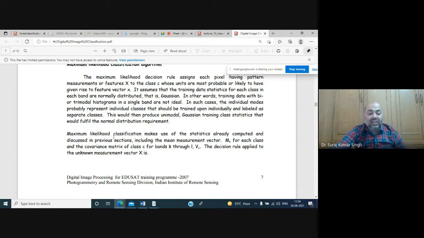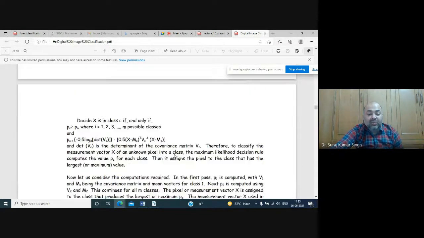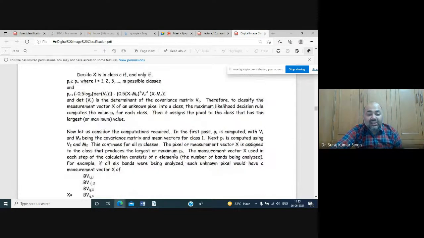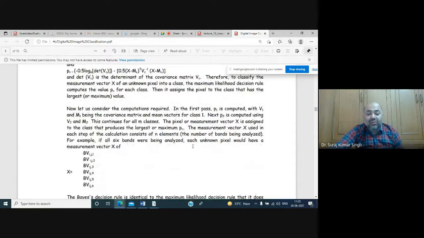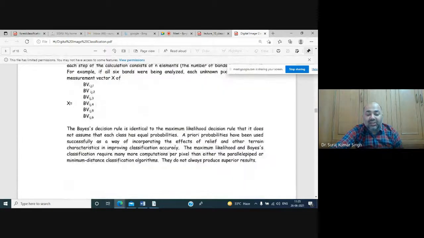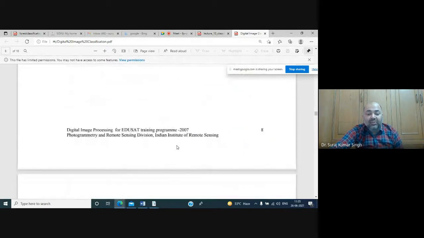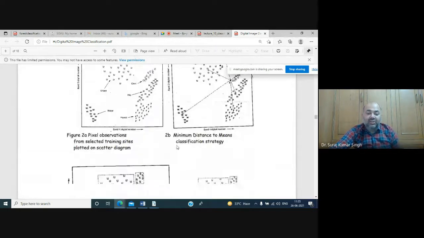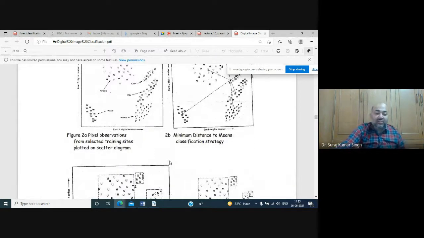So maximum likelihood classification makes use of statistics already computed and discussed in the previous section, including the mean measurement vector, the variance, the covariance, and the standard deviation, that are used to identify the different Earth objects from the spectral channels that we are using, and finally we will be classifying each and every Earth object. So how it is done, we'll be seeing through the various figures.